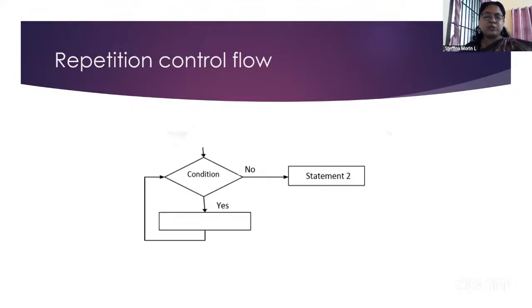Repetition control flow. In repetition control flow, there is also a condition. If it is yes, it processes the next steps. If it is no, it goes to the previous statement or any other statement. For example, printing numbers or printing the Fibonacci series. If you get yes, you get the number. If it is no, you go further. In this case, we may use a for loop, while loop, etc.